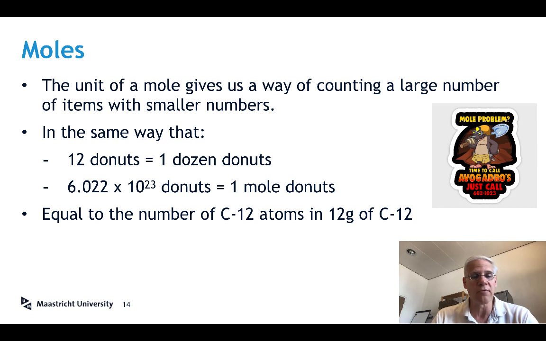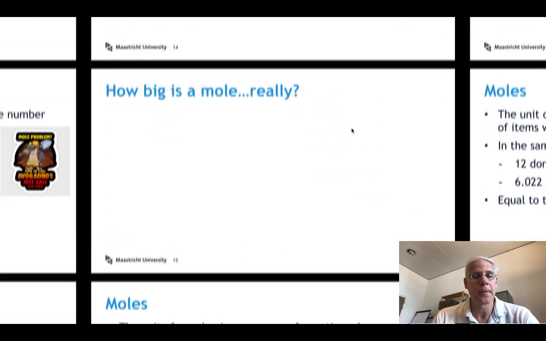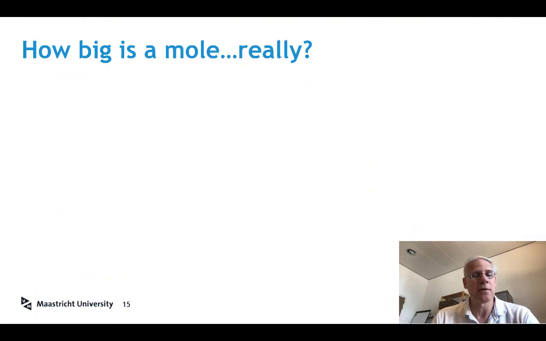We can have a mole of anything, but because the number is so large, it only makes sense to have that large number of something for things that are very small. And if we look at how we calculated that value, it's equal to the number of carbon-12 atoms in exactly 12 grams of carbon-12. But here's a question we want to ask ourselves and can have a little bit of fun with.